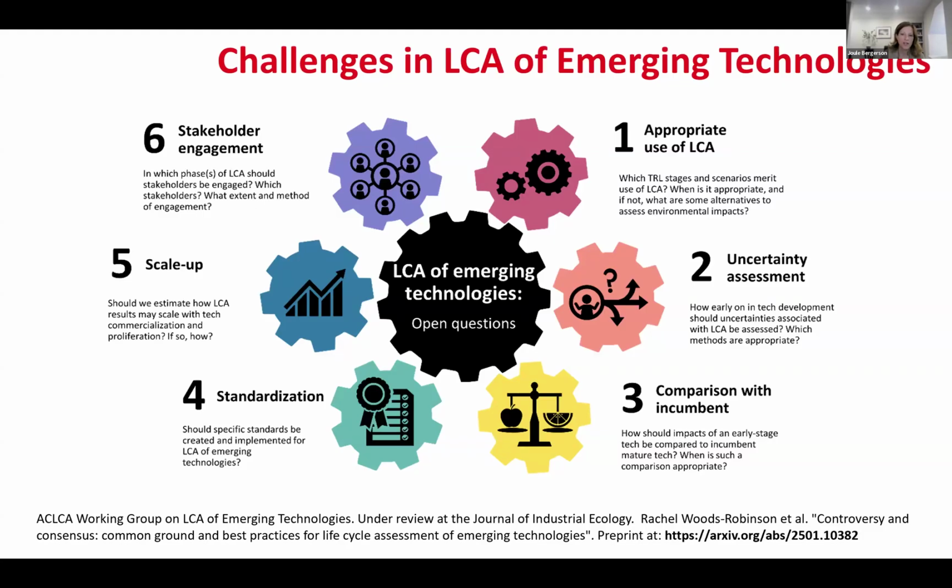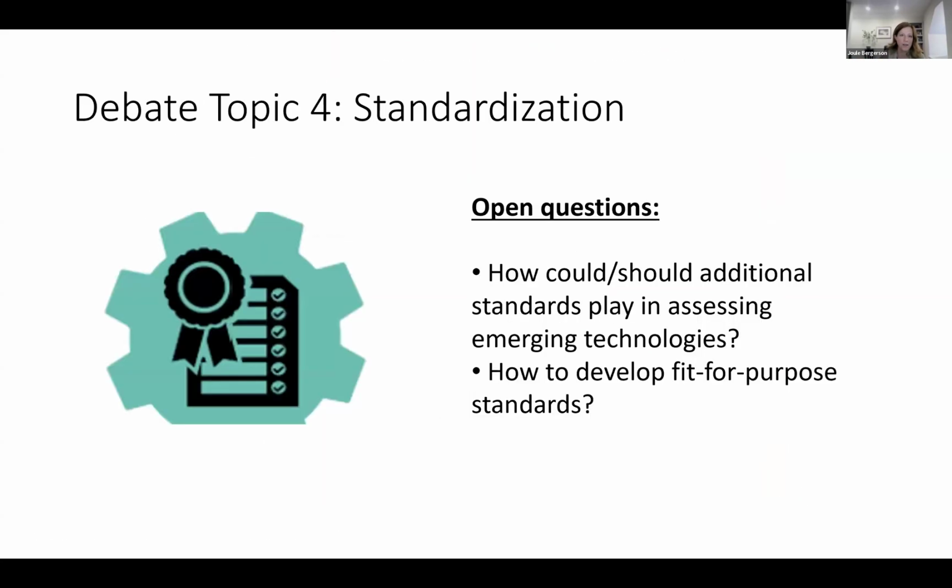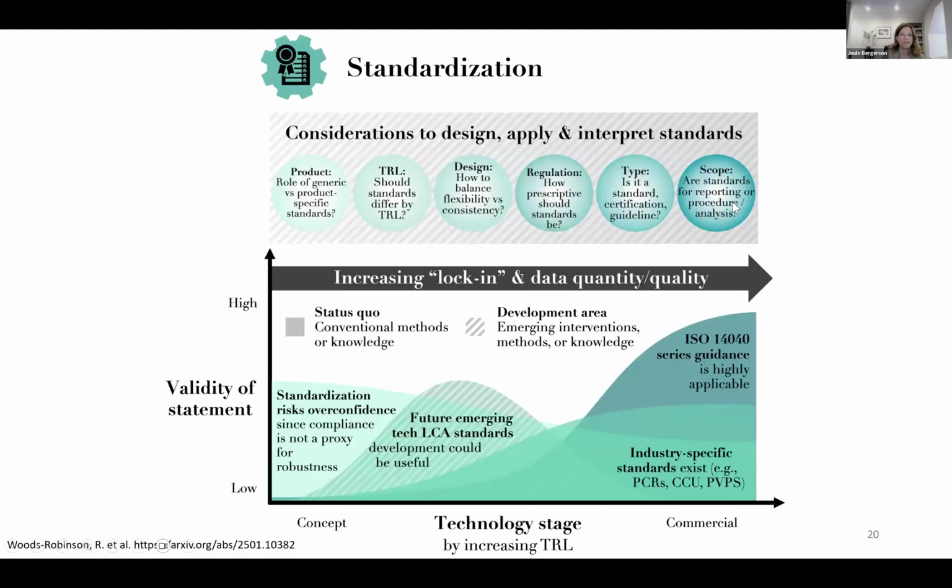So I won't spend too much time on any one of these. We do have discussions and visuals for that in the paper. I'll just highlight the standardization piece. Some of the open questions we were left with after lots of discussion were how could or should additional standards beyond the ISO 14040 play a role specifically for emerging technologies, and then how to develop fit for purpose standards as well. This is the way that we tried to visually represent that.